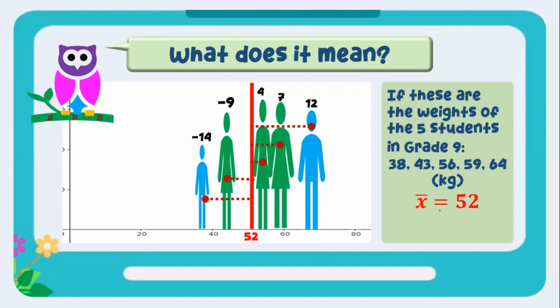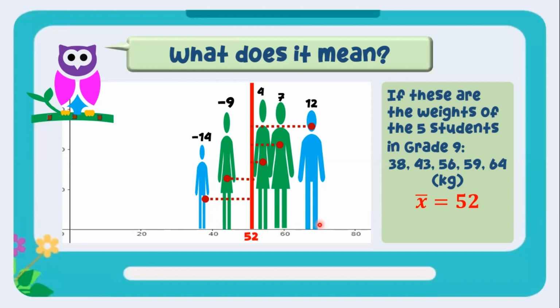So the mean here is 52. In the red line here, we have the mean. Let's see how far each student is from the mean. The first student weighs 38, therefore its deviation from the mean is -14. The second student weighs 43, therefore its deviation from the mean is -9. The third is 4, the fourth is 7, and the fifth is 12.